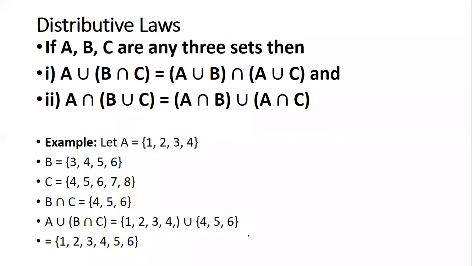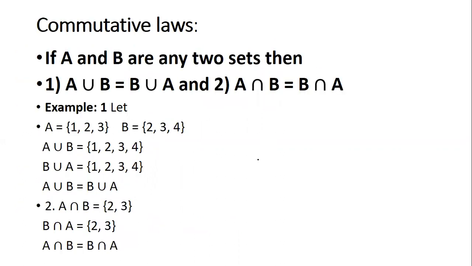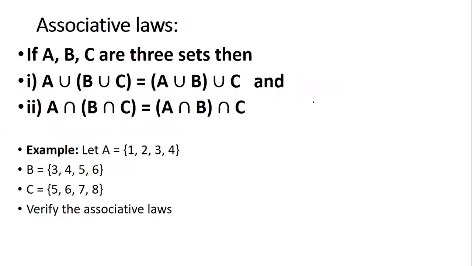Which rules have we completed until now? We completed three rules. So which are the 3 rules? Let's just revise the 3 rules before we go to the last one. Starting with commutative law: A union B is equal to B union A, and A intersection B is equal to B intersection A.